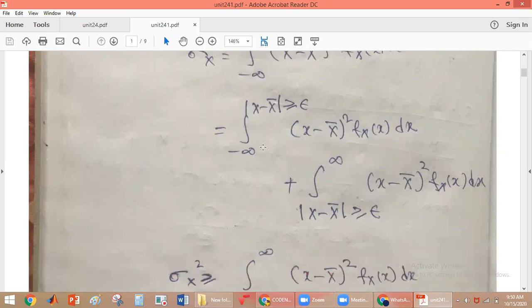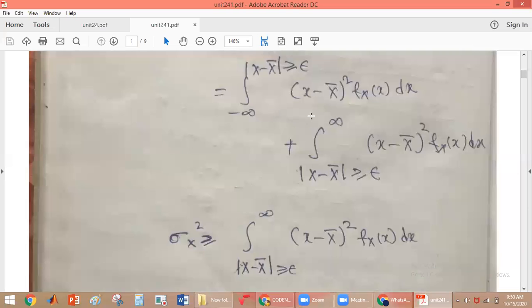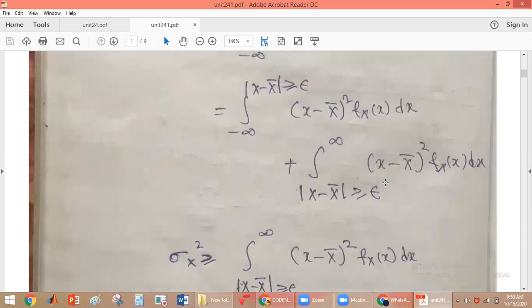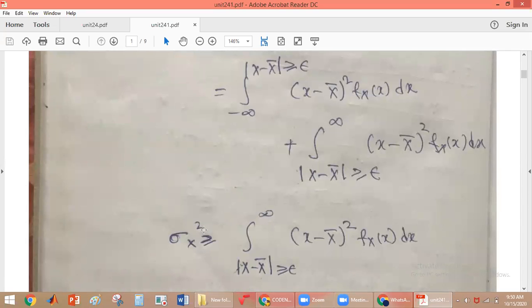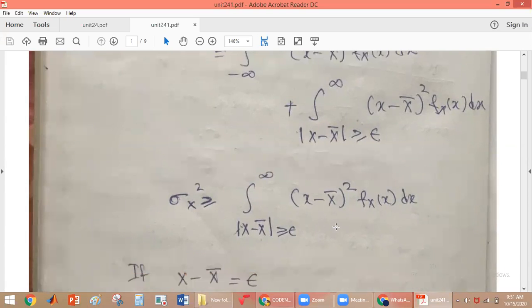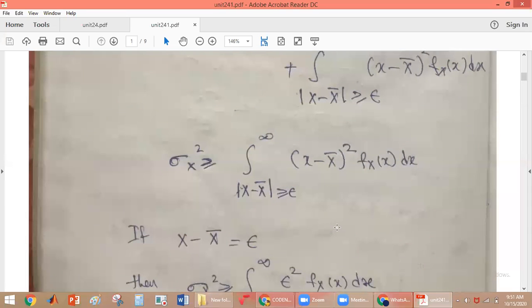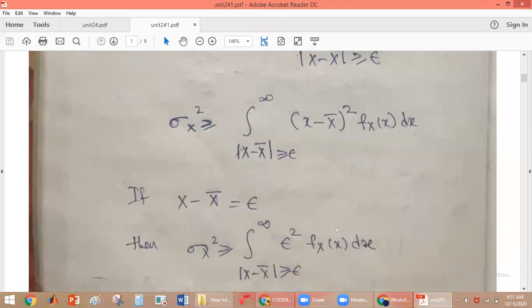In this equation we have two terms, the first term and the second term. If you take only the second term, sigma x square will always be greater than or equal to the second term, because it is a sum of two terms and we are not considering the first term. So in the second term, we substitute x minus x bar equal to epsilon. Then sigma x square is greater than or equal to the integral from mod x minus x bar greater than or equal to epsilon to infinity of epsilon square f_X(x) dx.